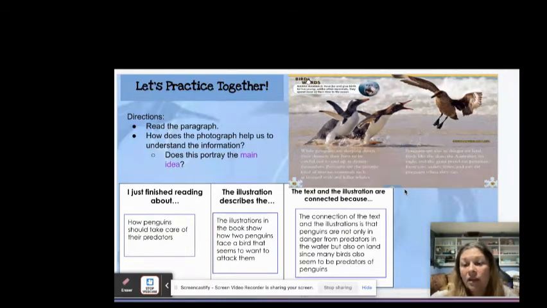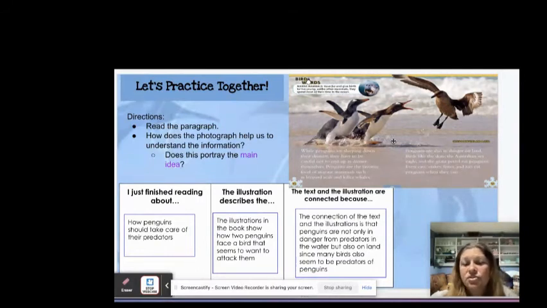Birds like the skua, the Australian sea eagle, and the giant petrel eat penguins. Even cats, snakes, foxes, and rats eat penguins when they can. All right, so looking at the photograph and what we just read, would you say that the main idea is how penguins should take care of predators? What does it describe?